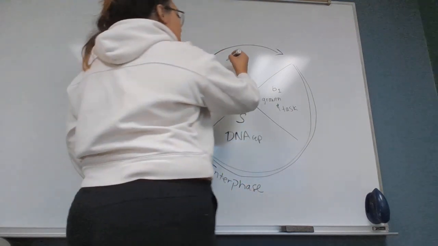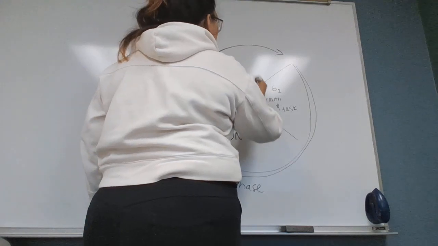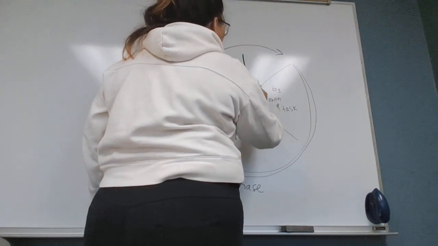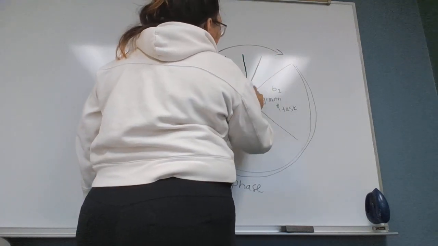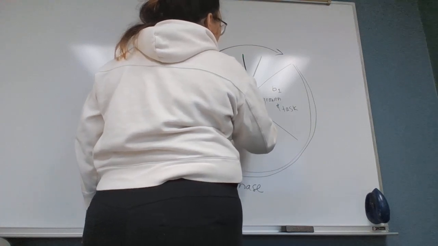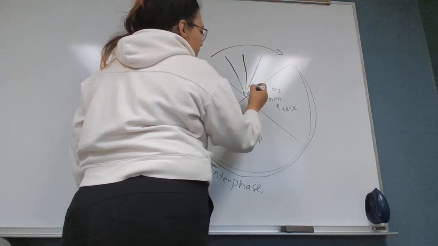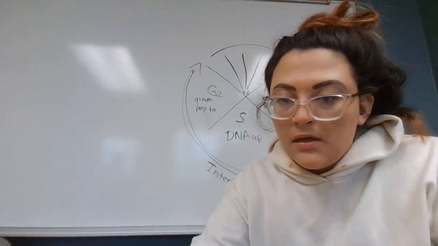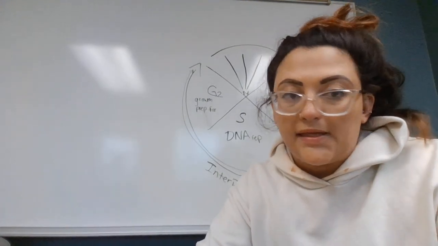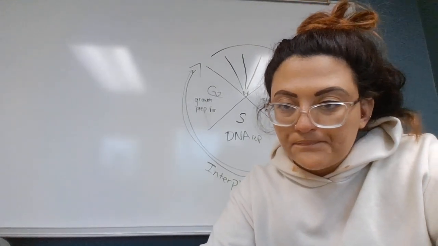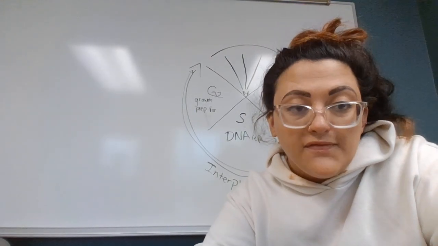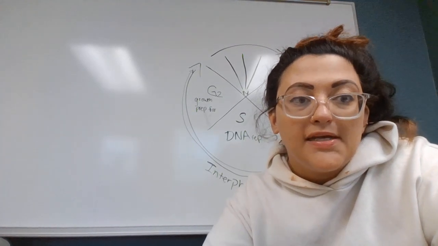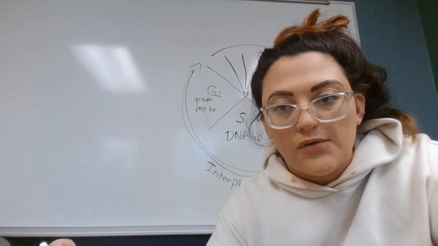But right here, this is what's unique. This is mitosis. So I'll put M right here. Mitosis basically means just cell dividing or cell replicating itself. There are four phases inside the phase of mitosis.